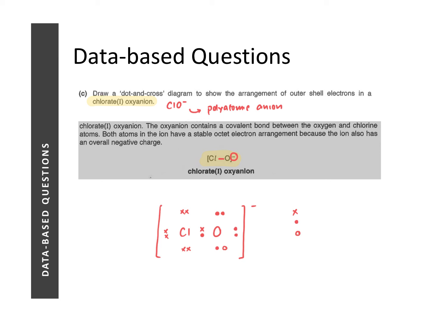So the legend would look something like this. X would be the electron of chlorine, the shaded dot would be the electron of oxygen, and the unshaded dot would be the electron gained, possibly from a metal atom. Example, sodium. So in sodium chlorate 1, the extra electron is actually donated by sodium.